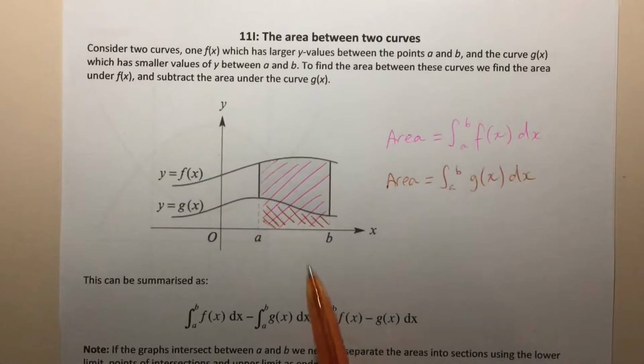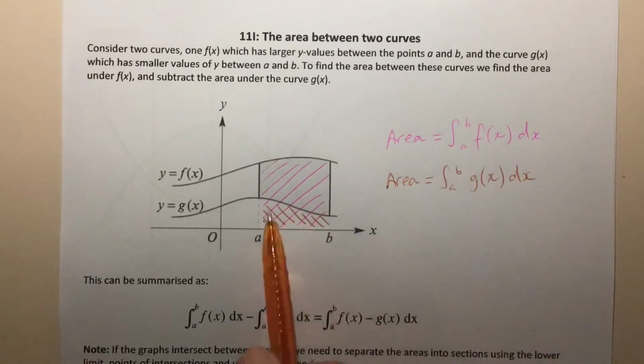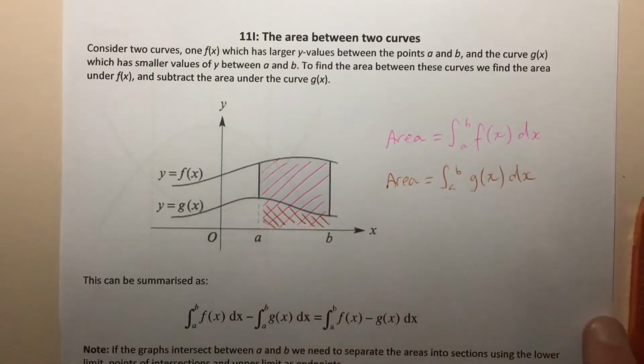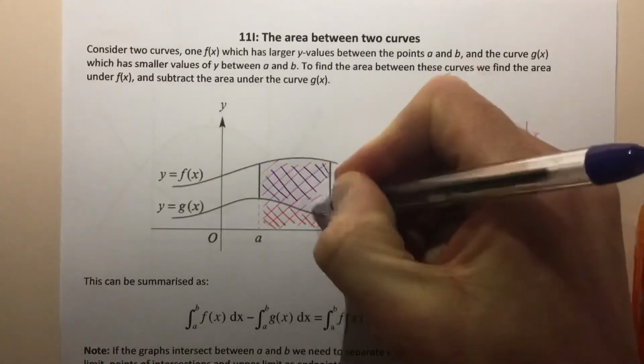And so you can see from that quick visual that if we were to take the pink area, the area under f of x, and subtract the orange area, which is the area under g of x, then what we'd be left with is the area that we actually want, and that is the area between the functions f of x and g of x.